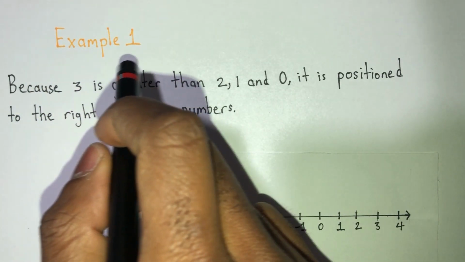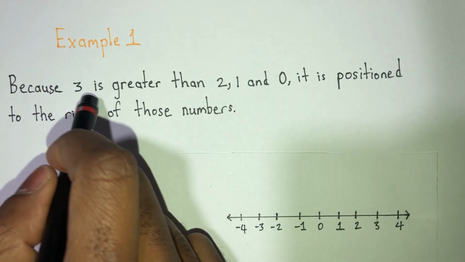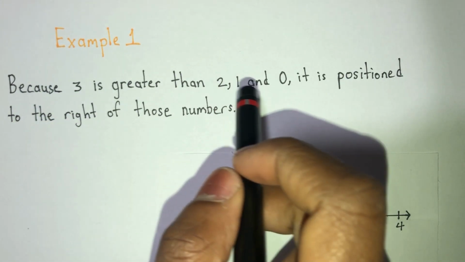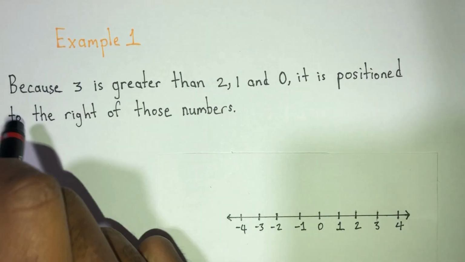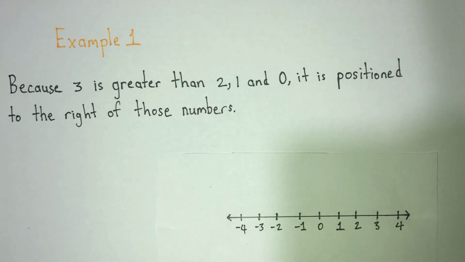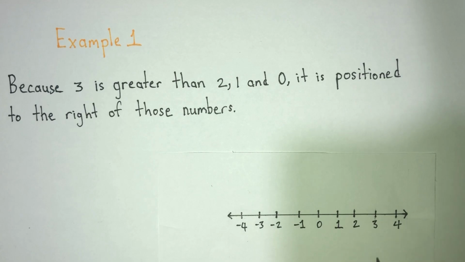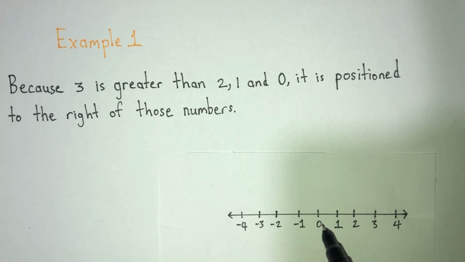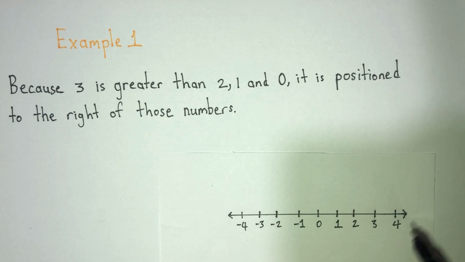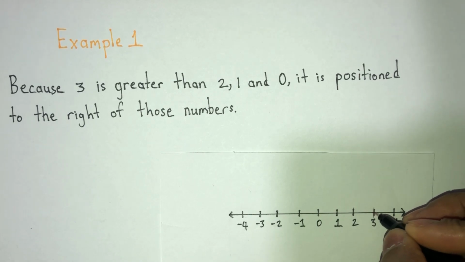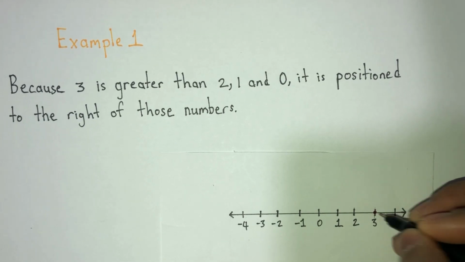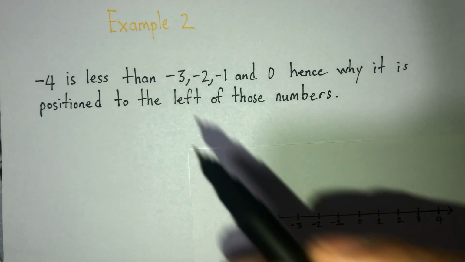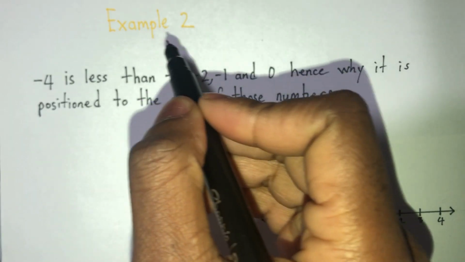Example 1. Because 3 is greater than 2, 1, and 0, it is positioned to the right of those numbers. So let's look at our number line. 3 is greater than 0, 1, and 2, so it is positioned to the right of those numbers. Let's look at example number 2.